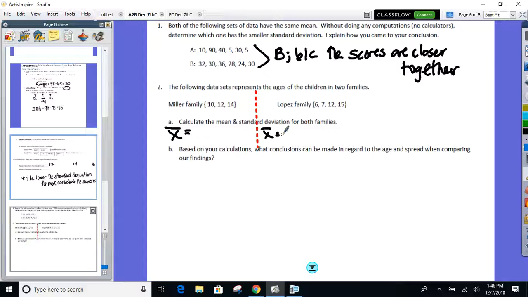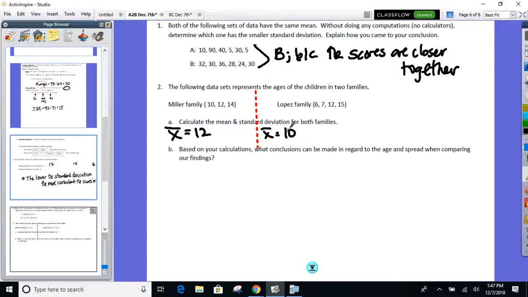Hopefully you're just using your calculator to calculate it. You don't need a table for this. What's the mean age of the Millers? 12, and the mean age of a Lopez kid? 10. Perfect. That doesn't tell me how spread out they are. Now, we're going to find what's called the standard deviation.